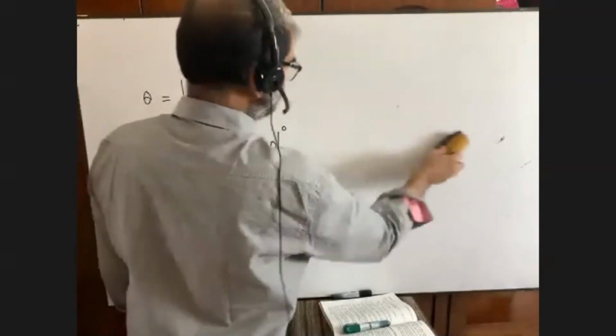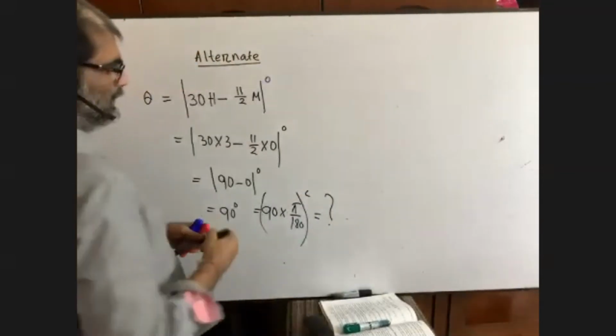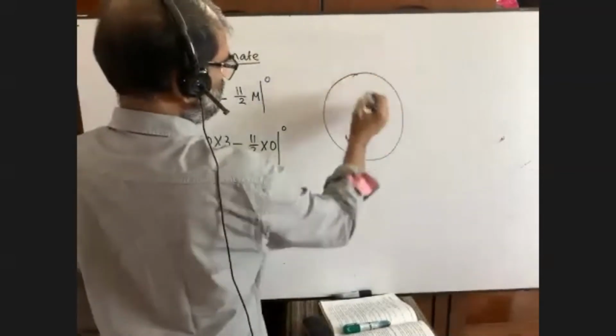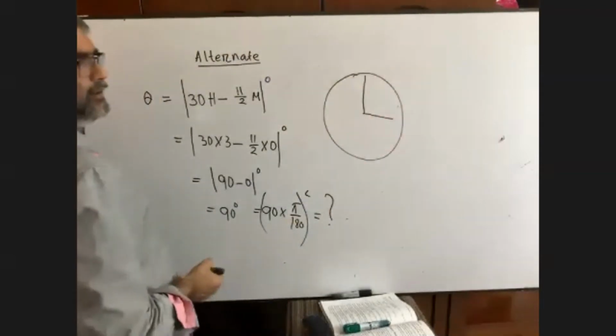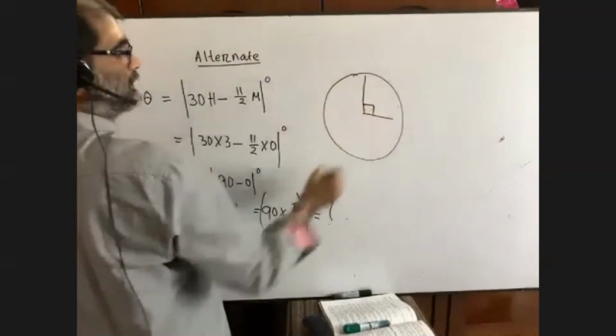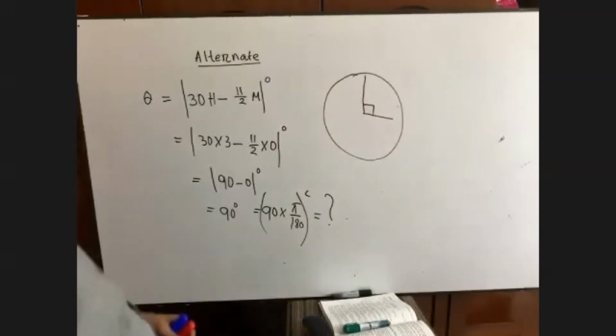Okay. Now you see, that day I told you 3 p.m. means this type of figure, and it was 90 degree. Can you remember, please, all of you, my dear students?